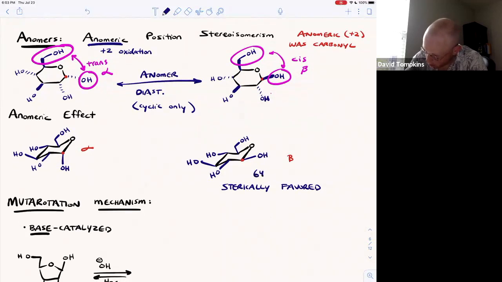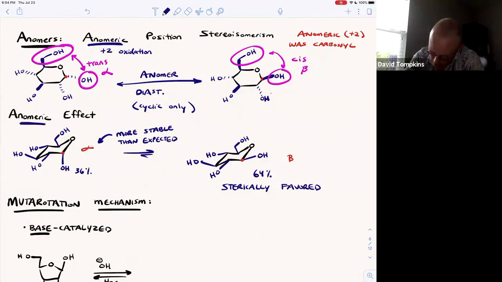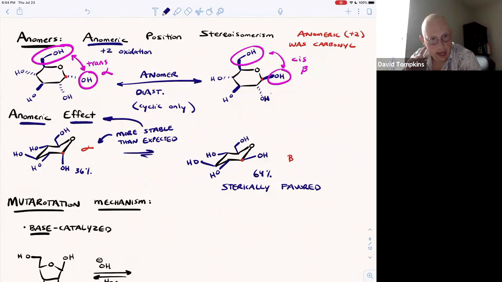And what you would find in water is this is about 64% at equilibrium, whereas the alpha is 36%. So the equilibrium arrow looks like this. However, the alpha is more stable than expected. Generally, you would think this ratio, based on sterics alone, would be something like 10 to 90. Okay, it would favor the beta more. So what's stabilizing the alpha is the anomeric effect.